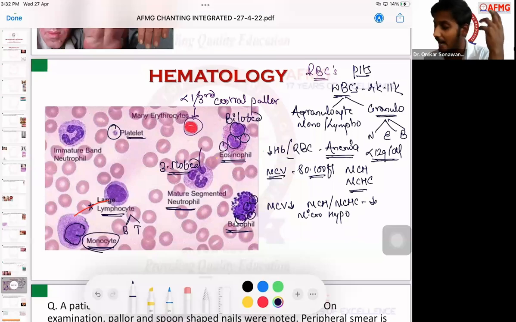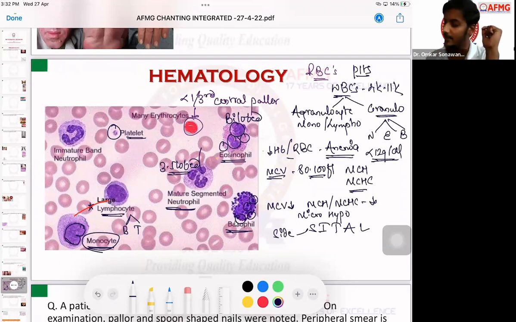Microcytic hypochromic. And what was the mnemonic I gave you last time? The mnemonic to remember microcytic hypochromic anemia is Sita or Sital. You need to remember Sita or Sital, right? S is for Sideroblastic anemia.